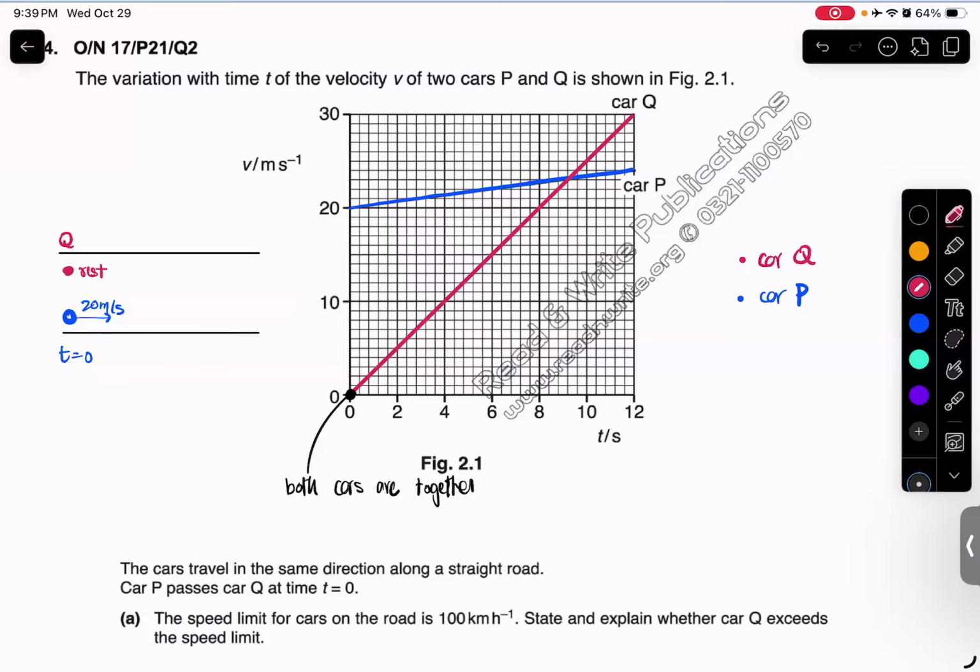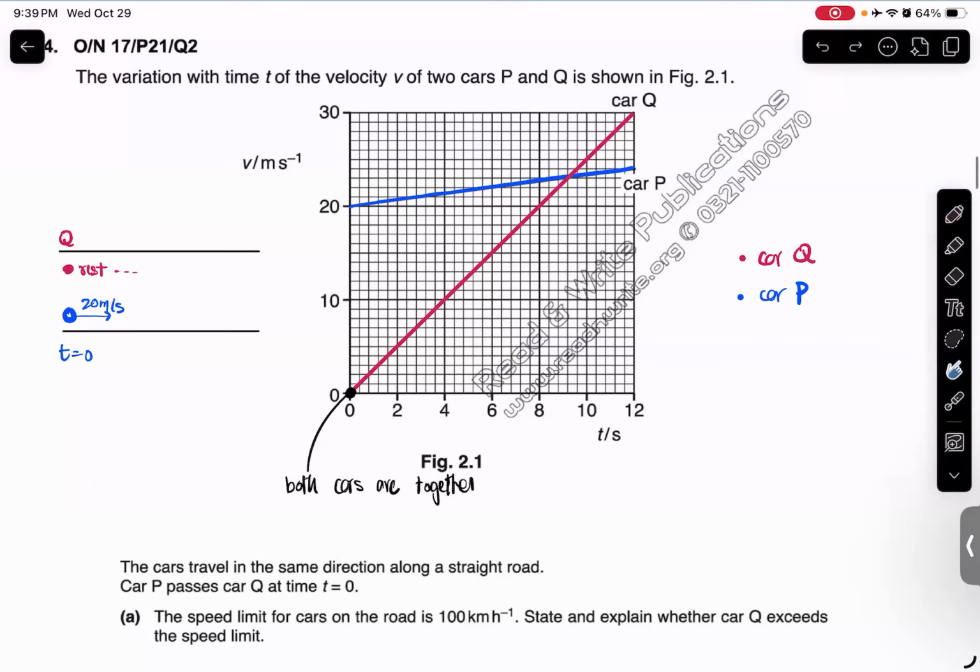So at this point, it was at rest, and then car Q started to move on later. It started to accelerate at this point, but car P was already moving. Very, very important piece of information. This was car Q and this was car P.